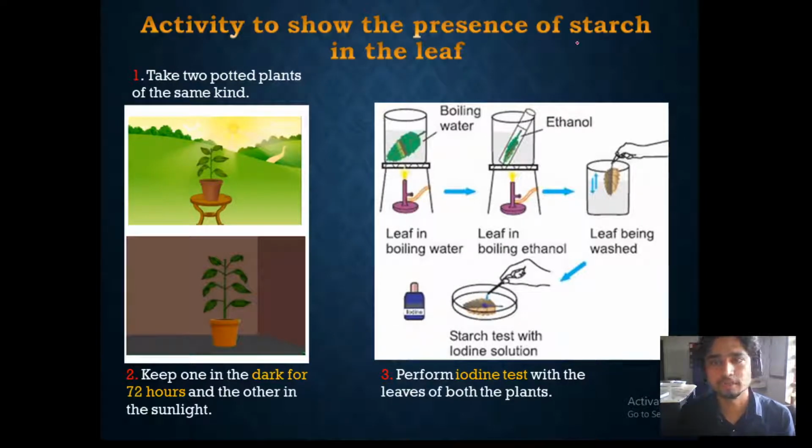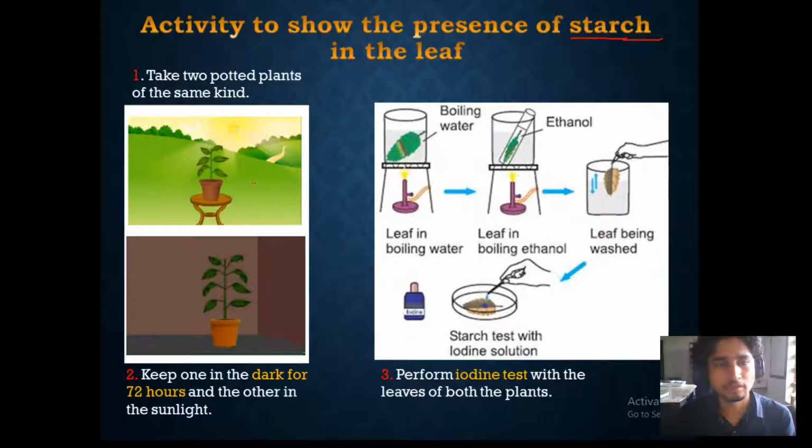So to show the presence of starch, we said that if there is starch, it means that the leaf has undergone photosynthesis. But how do we show that there is starch in the leaf where it has undergone photosynthesis? We are going to perform an activity.